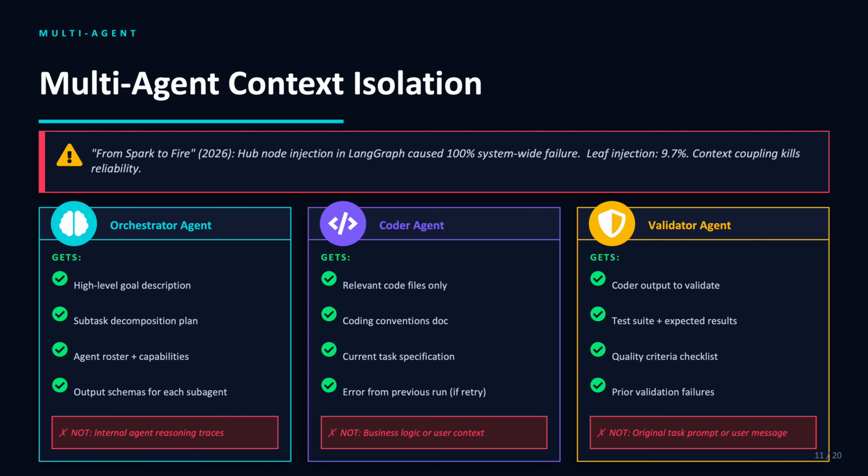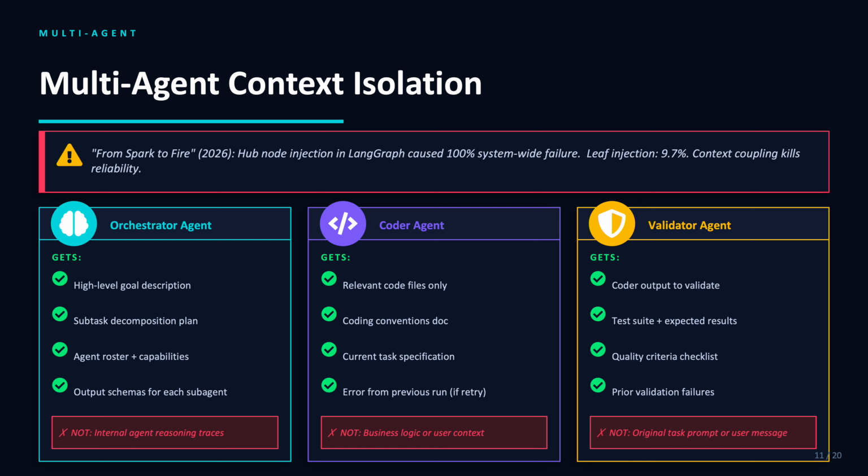The research finding at the top changed how I design every system. The From Spark to Fire paper, published in 2026, studied context propagation in multi-agent hub and spoke topologies. The finding: injecting a single falsehood into a hub node in LangGraph caused 100% system-wide failure. Not some errors, not degraded performance. Complete failure across every downstream agent.